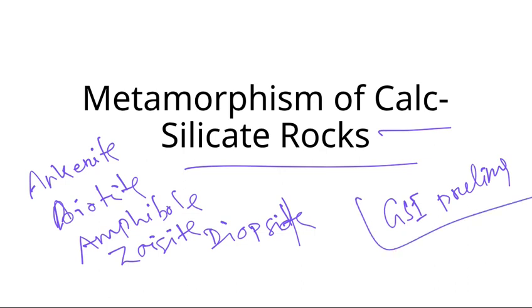In the previous year, there was a direct question: what is the facies assemblage of metamorphism of calc-silicate? Directly there was a question. I think it was in the GSI prelims or the assistant hydrogeologist exam, there only.